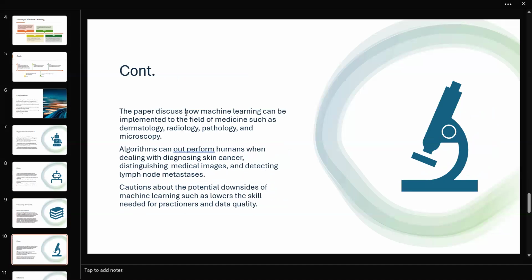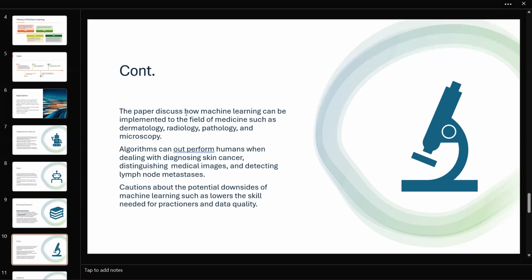Moving on, the paper discusses how machine learning can be implemented in the field of medicine, such as dermatology, radiology, pathology, and microscopy. It included algorithms that show how machine learning could outperform humans when diagnosing skin cancer, distinguishing medical images, and detecting lymph node metastasis.